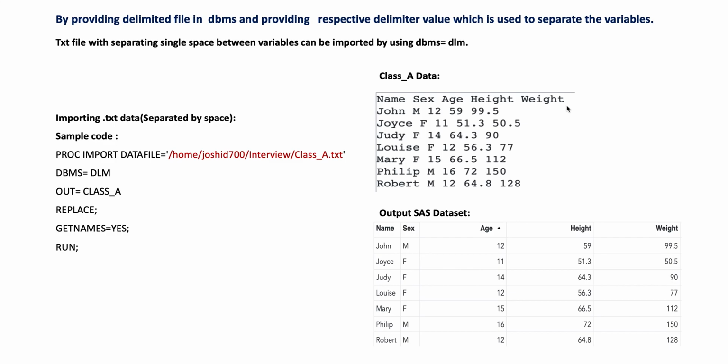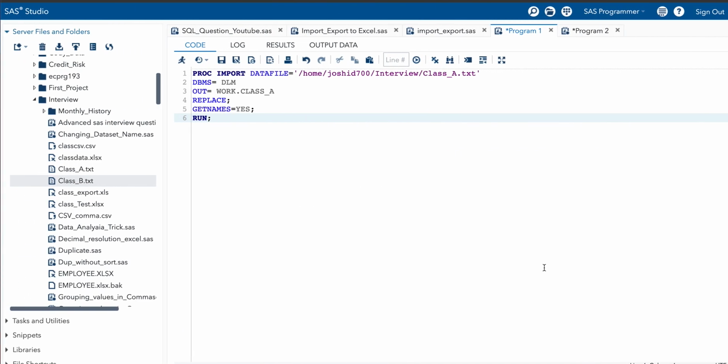First table represents input data, which is text format, and second table represents output data, which is in SAS dataset. If we run same set of code with a SAS window, we will get exactly same result. This is the code we use for the first example, and we use class underscore a data. Let me check data first. This is the data we use here.